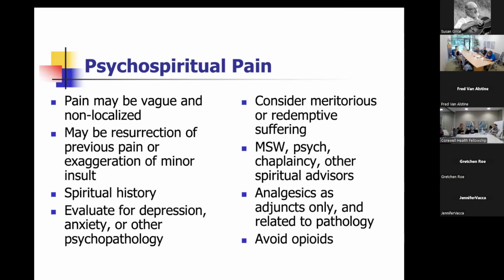It's good to take a spiritual history. Evaluate for depression, anxiety, and consider, again, the meritorious or redemptive suffering angle. That could be an issue that patients are having as well. It's good to get your social workers, psychiatrists, psychologists, chaplaincy, and other spiritual advisors involved in the care of the patient. And a lot of times, when I think there's some psychospiritual issue, it's never that I think it's all in your head and I think you're crazy.